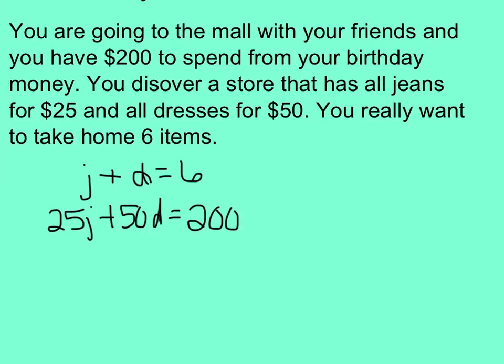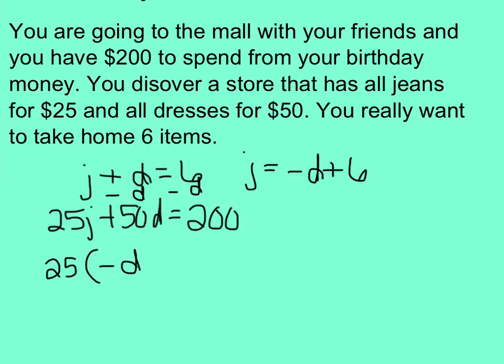So we look for the easiest variable to get by itself, and that would be either this j or this d. It doesn't matter which one you pick. I'm going to pick the j just because it comes first. So that means I'm going to subtract d. I'm going to rewrite the first equation to be j equals negative d plus 6. Now we take that and replace the j in the second equation with it. So I have 25, take out j and replace it with negative d plus 6, and then write the rest of the equation.